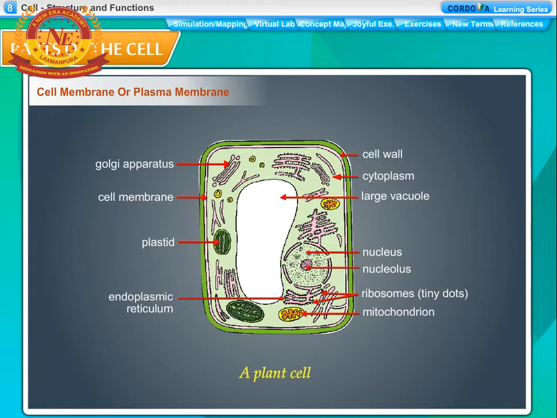Functions. Plasma membrane is porous and allows the entry and exit of only selected substances. It also prevents the movement of some other substances across it. Thus, it is also called selectively permeable membrane. It provides an outer boundary to the cell and protects the cell from injury.